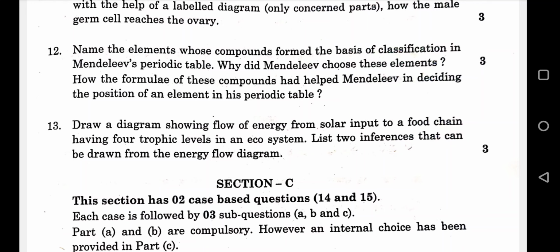I think rabbit to wildcat, and then tiger. And the two inferences are that only 1% of the energy flows from the sun to the plants, and in the second one there is a 10% transfer of energy, and all that.